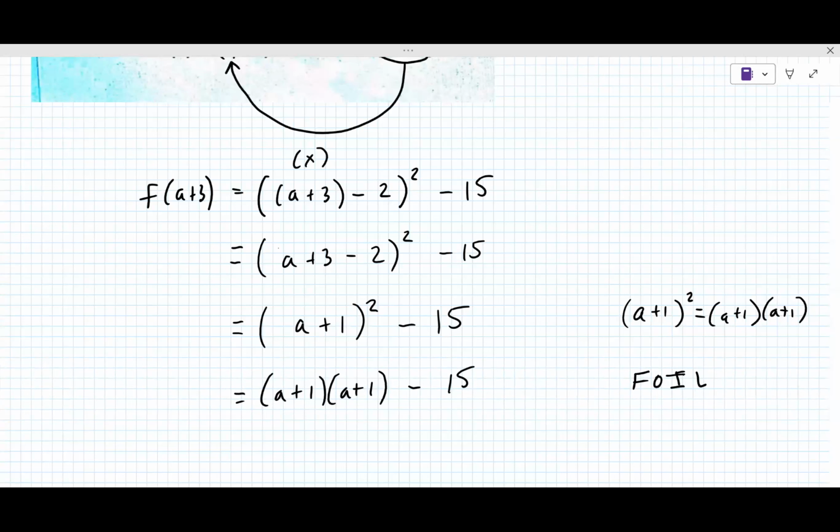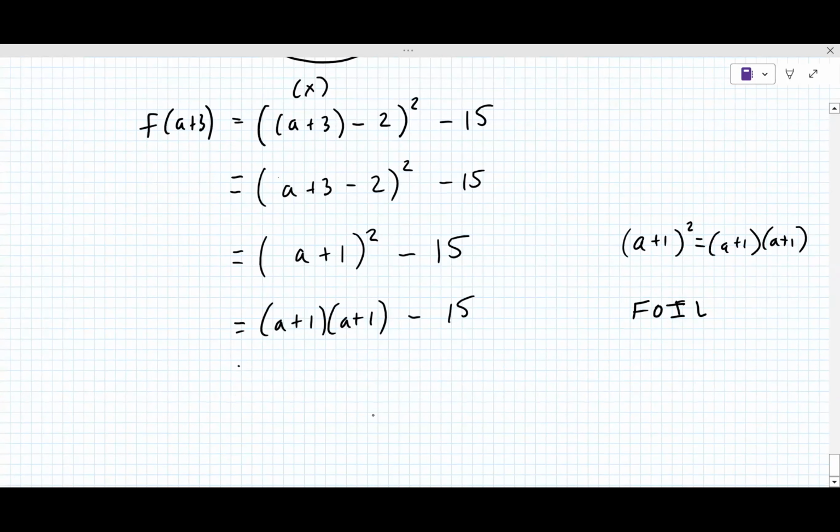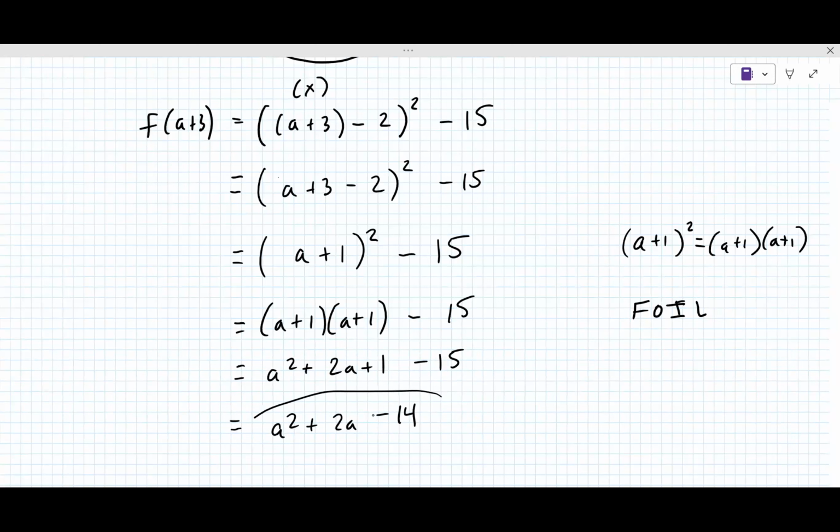A squared plus a plus a plus 1 minus 15. A squared plus 2a plus 1 minus 15. Good, doing great. And just combine those constants. And there's your final answer.